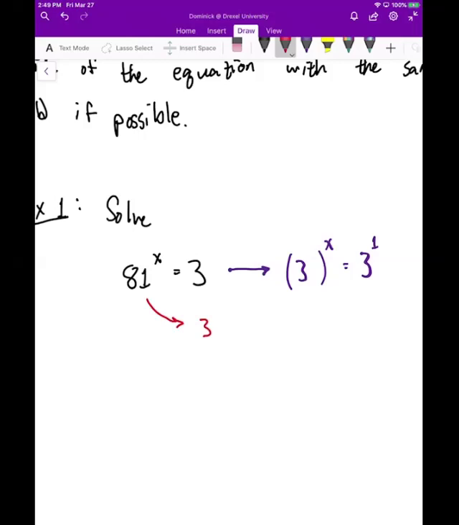So if you have 3 squared, that's 9. 3 to the third would be 27. And then 3 to the fourth will indeed give you 81. So we can think of 81 as 3 to the fourth. So that's what we're going to put here. So now we use our power to a power rule, and we can write the left side as 3 to the 4 times x is equal to now 3 to the 1, which we didn't change.